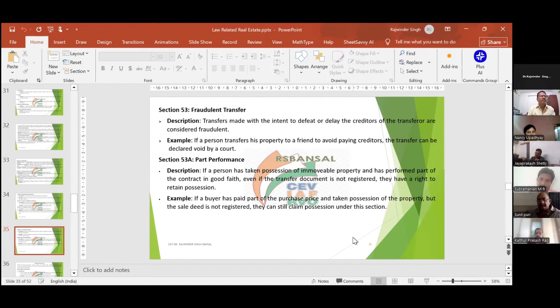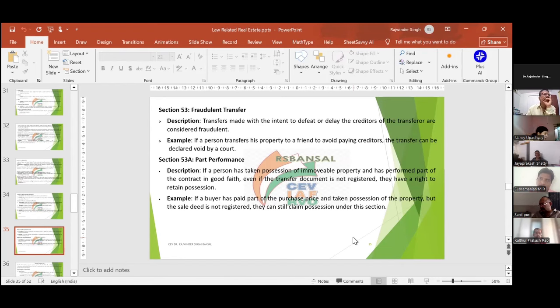Then Section 53A, part payment. So let us suppose Mr. A has sold his property to Mr. B. Mr. B has made all the payment and has taken the possession of the property. But Mr. A fails to get the property registered in favor of Mr. B. Even then, Mr. B will be considered as owner of that property.